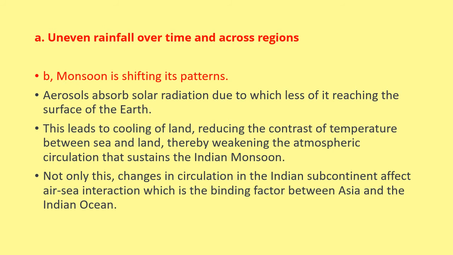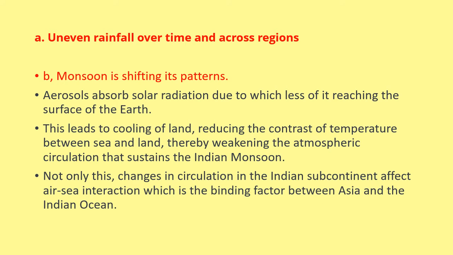Not only this, changes in the circulation in the Indian subcontinent affect the air-sea interaction, which is the binding factor between Asia and the Indian Ocean. So, climate change, rather global warming, hampers the monsoon in two ways. First, up to some extent it helps to increase the volume of precipitation or the frequency and intensity of rainfall. But this rainfall is uncertain and unevenly distributed over the whole South Asian region.